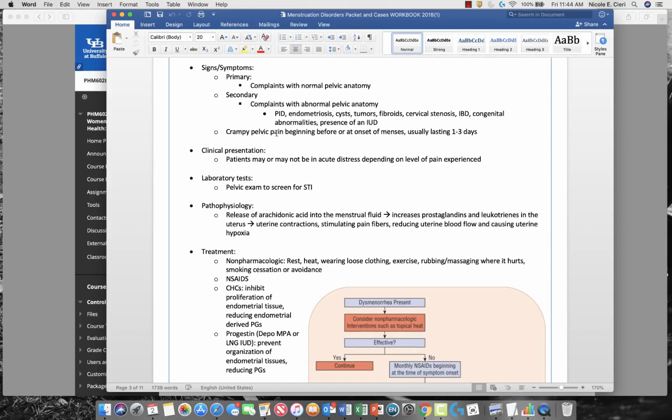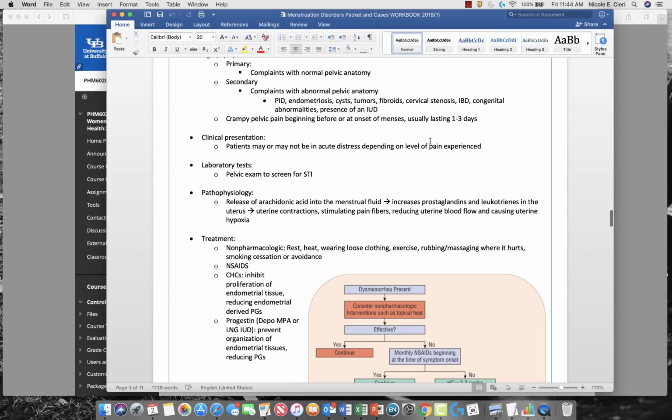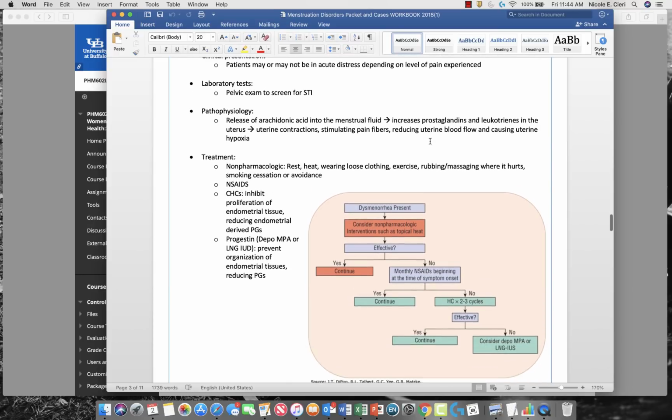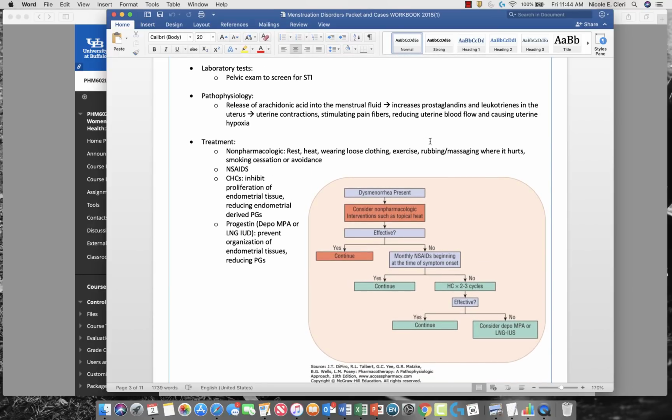The pain and crampy feeling usually begins before or at the onset of menses and lasts for about 1 to 3 days, depending on the patient. Non-pharmacologic treatment is listed there. It's related to managing it over-the-counter, rest, heat specifically, wearing loose clothing so that the constricted area doesn't hurt. Smoking cessation has been shown to improve symptoms, and then also increasing exercise has been shown to improve symptoms.